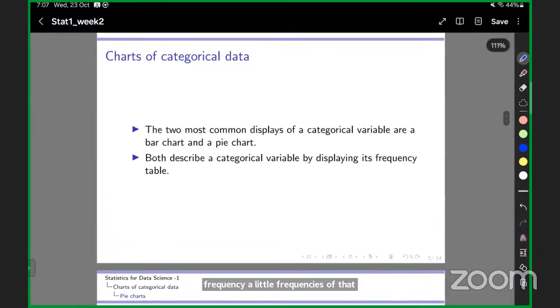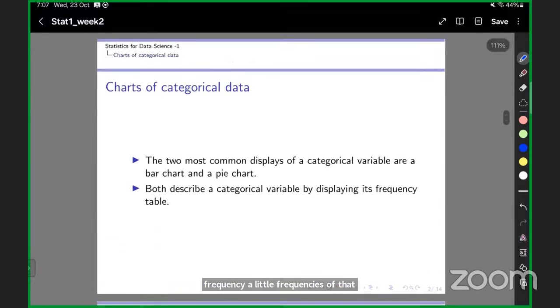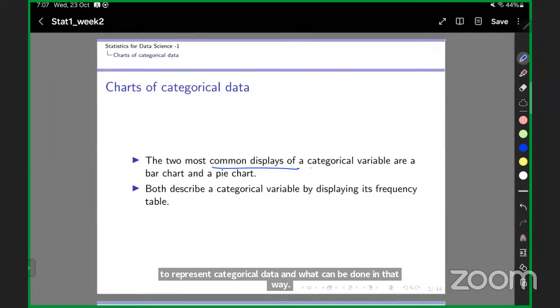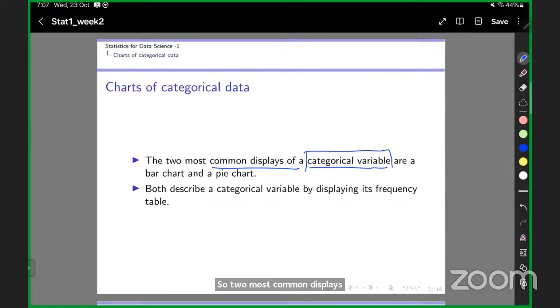Okay. So now we'll look at something about charts, how to represent categorical data, and what can be done in that. The two most common displays of a categorical variable, since we are covering categorical variables, are the bar chart, which will look like this, bars, and then we have the pie chart.